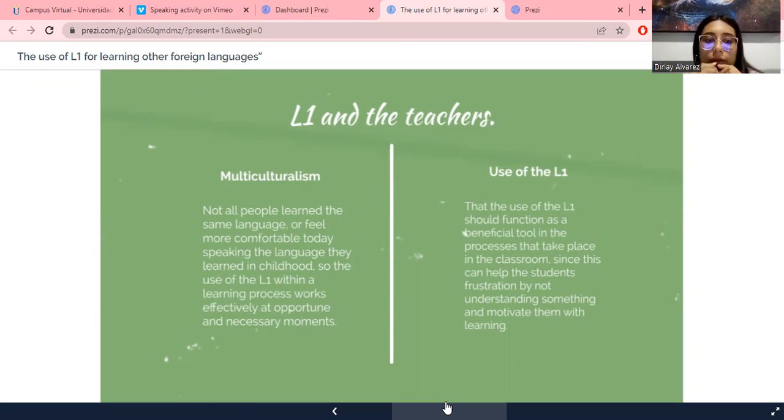Teachers frequently mention that the use of L1 should be eradicated from classes. However, when observing a class, in most cases the teachers use the L1 to support many of their activities in the classroom. So it should be understood that the use of the L1 can be beneficial in the processes that take place in the classroom, since it can help reduce the student's frustration at not understanding something and motivate them in learning.